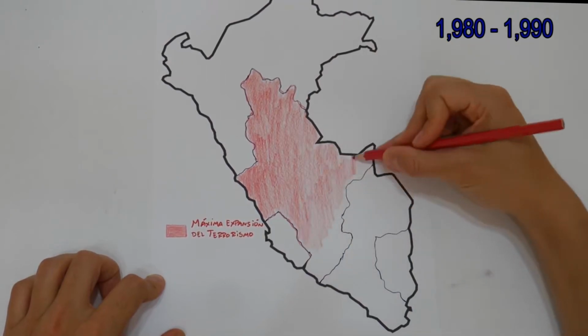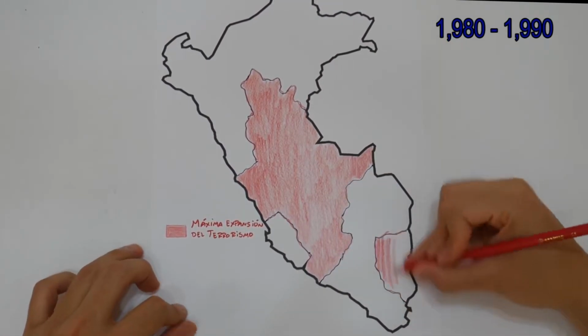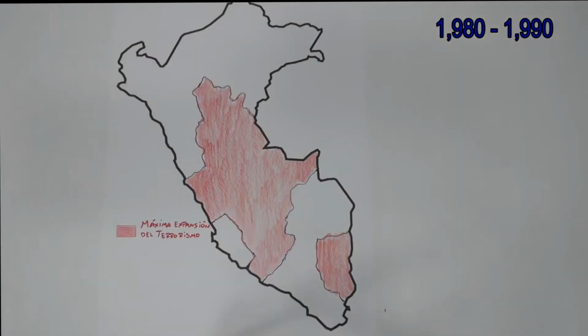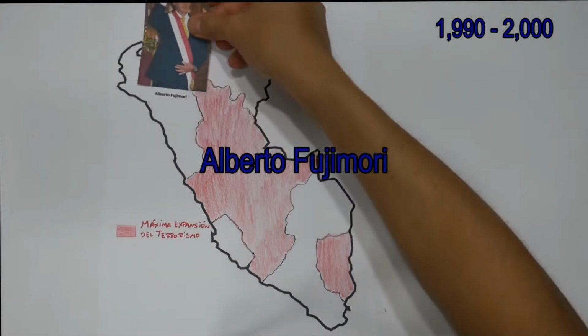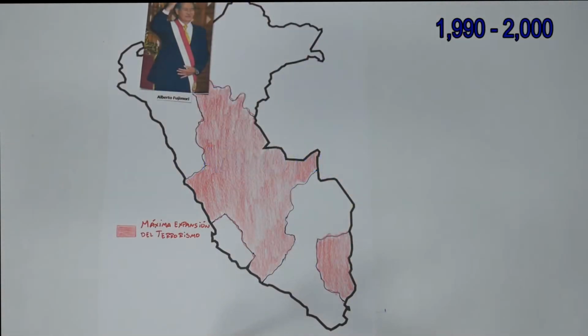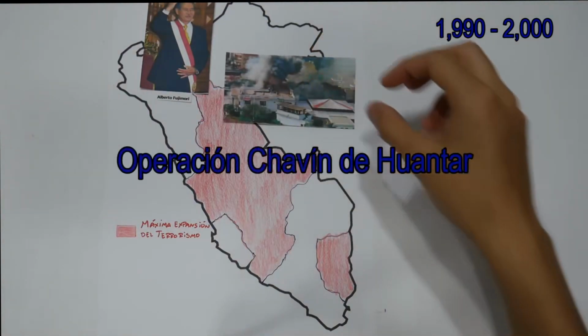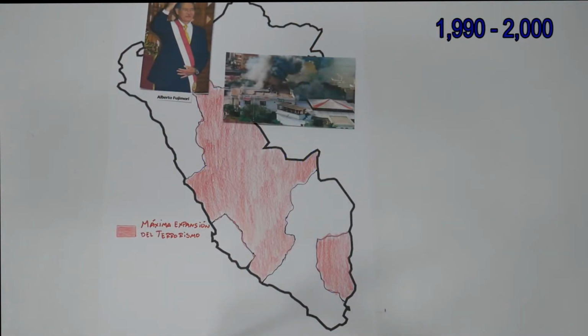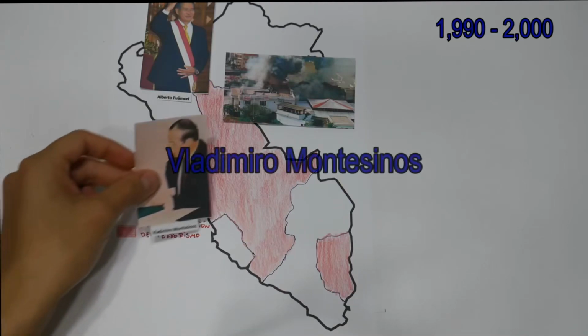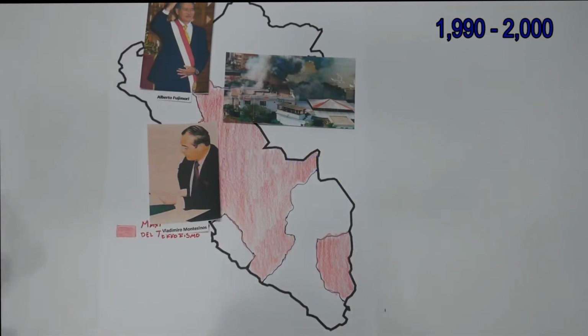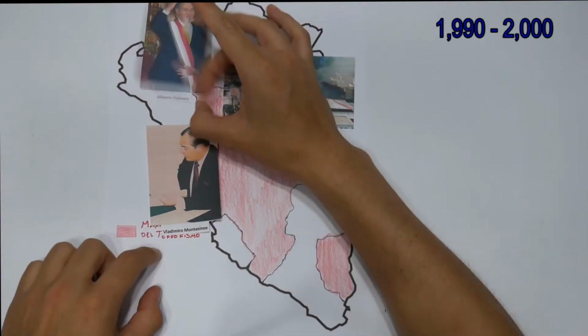But don't worry, like all terror regimes, this one also had to fall, and it was during the presidency of Alberto Fujimori that both insurgent groups were finally defeated. The renowned 1997 Operation Chavín de Huántar is highlighted here. Unfortunately, later on, signs of corruption and human rights violations were found by President Fujimori and his advisor, Vladimiro Montesinos, which led him to resign months into his third term in the year 2000.